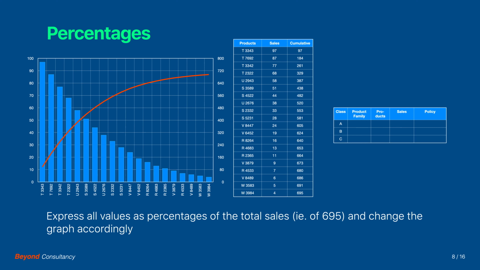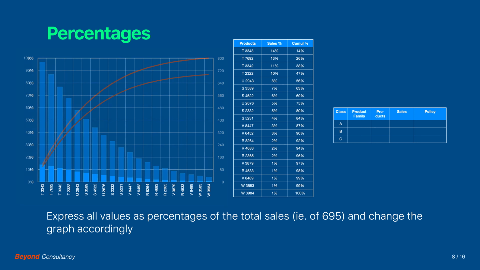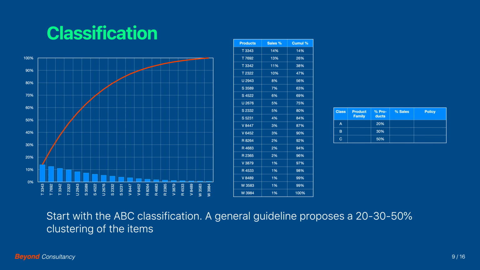The next step is to express all the values as percentages of the total sales, that is of 695, and to change the graph accordingly. We can now start with the actual ABC classification. A general guideline proposes a 20-30-50% clustering of the products.